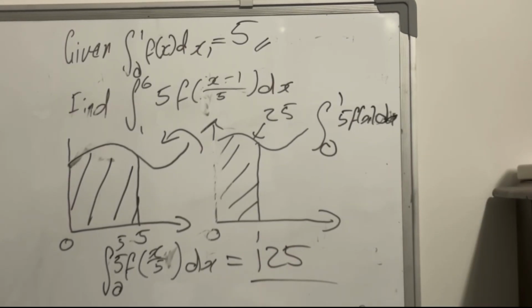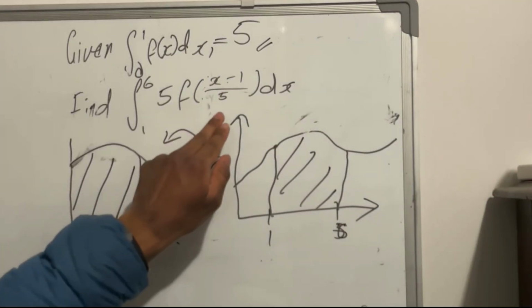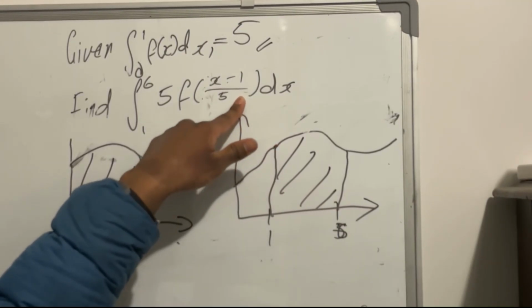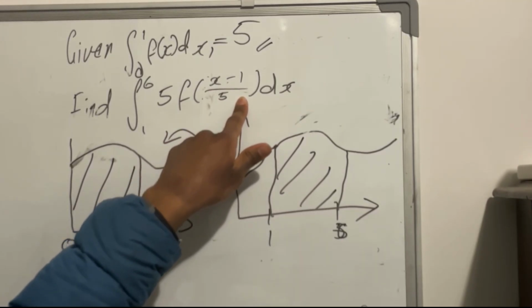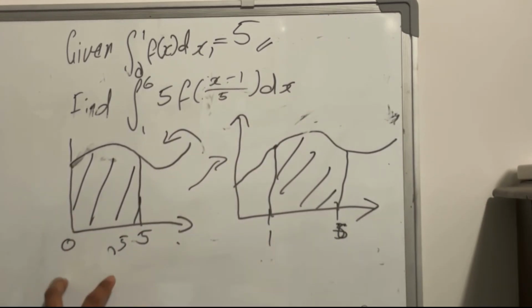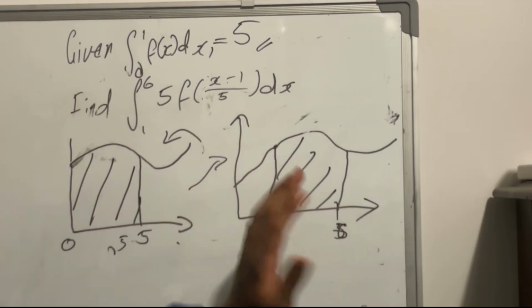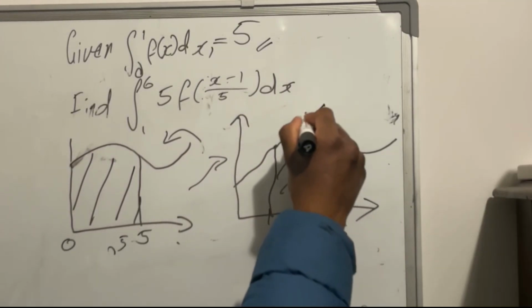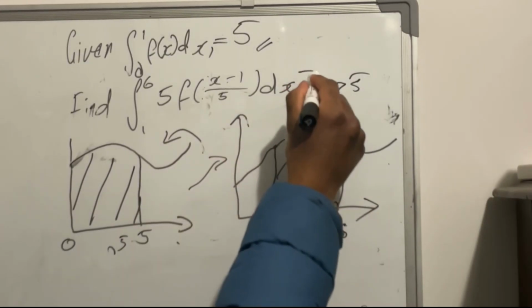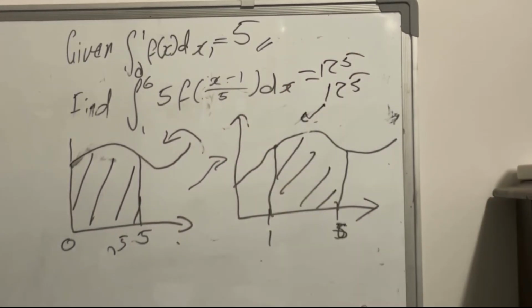Now, let's apply the next transformation that they've applied to this function. So we've applied this transformation. This is 1 unit in the positive direction of the x-axis, or of the horizontal axis, right? This doesn't actually change the size of the area. It just shifts it over to the right. So this area is still 125, right? Which means this integral here must also be equal to 125.